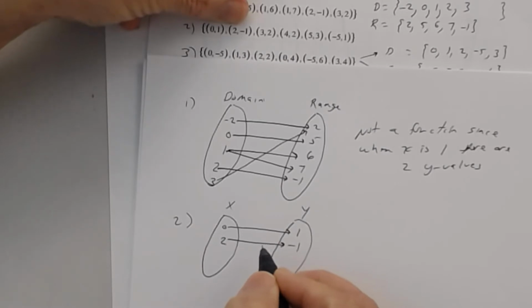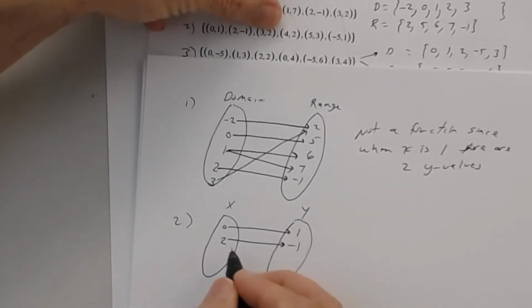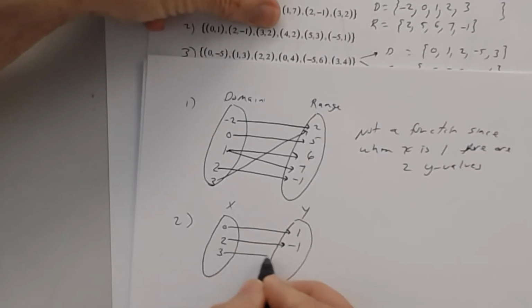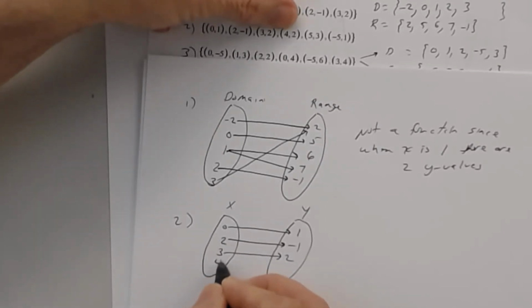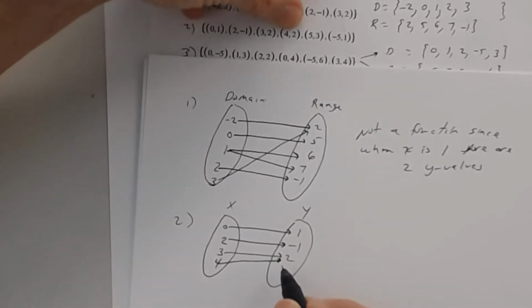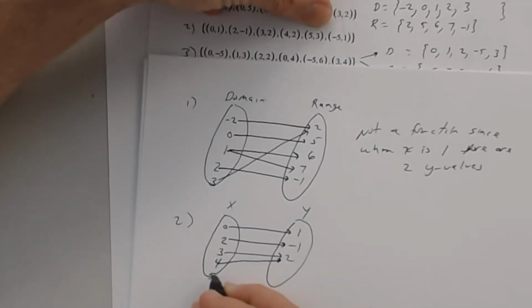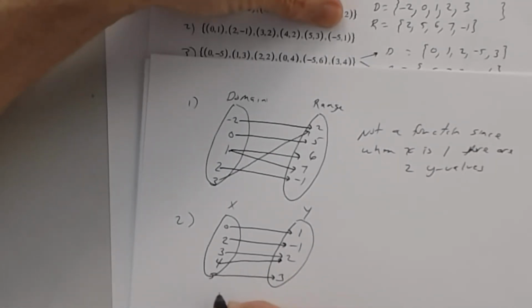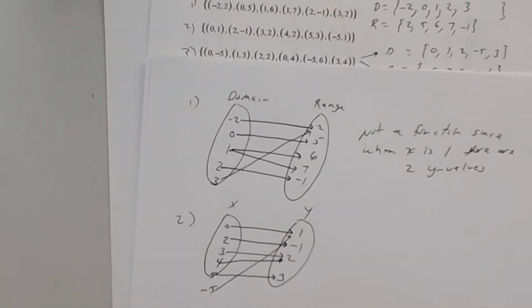Because for each x so far, how many y values do I get? 1. When x is 3, what's my y value? 2. When x is 4, what's my y value? 2. It only lists it once. So notice that 4 is going to that same 2. When x is 5, what's my y value? 3. And when x is negative 5, what's my y value? 1. You already have it, so only list it once.